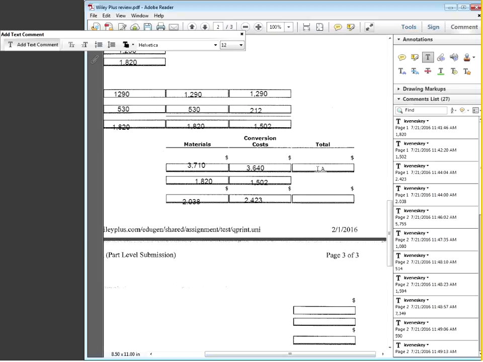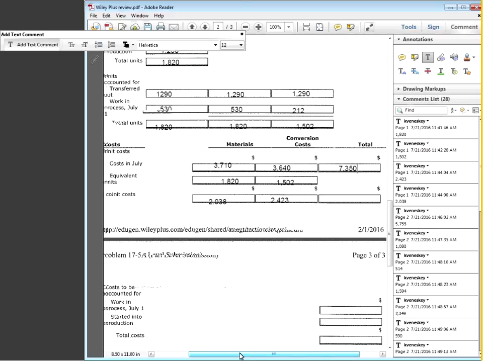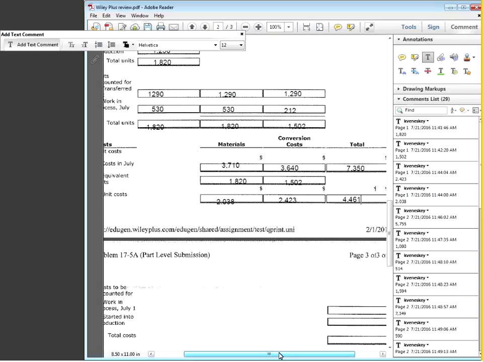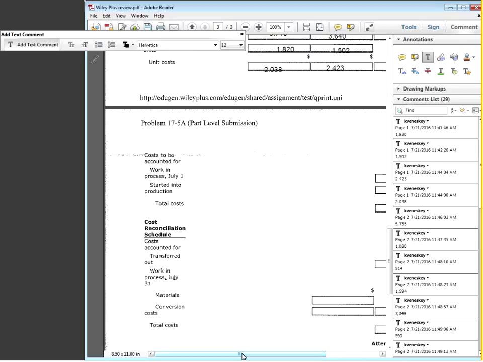Okay, and then we simply just total over. If you add up these, it's 7350. Unit costs, simply combine them. Remember that was the 4.461. Now we're almost done.